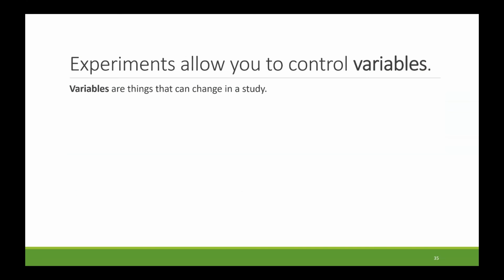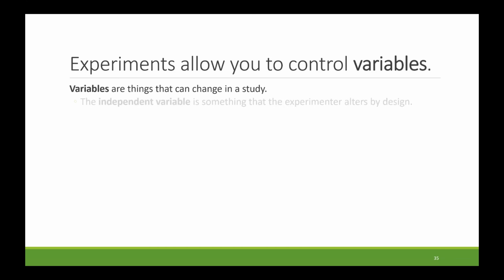So again, like we mentioned before, experiments give you a higher level of control to eliminate some of those sources of uncertainty and truly allow you to say that this thing causes this other thing. So experiments allow you to control what are known as variables, which are defined as anything that can change in a study. But in an experiment, there are two types of variables that we do want to change.